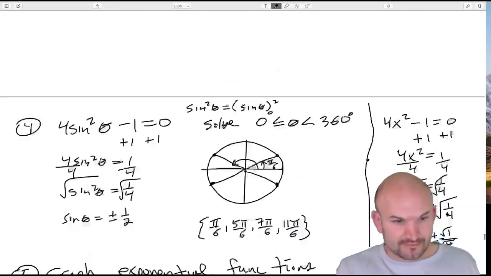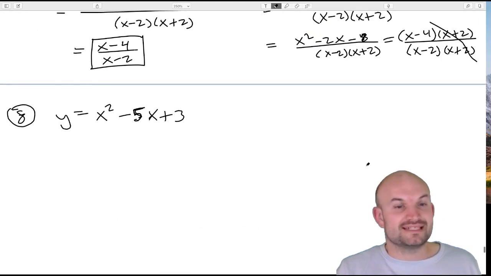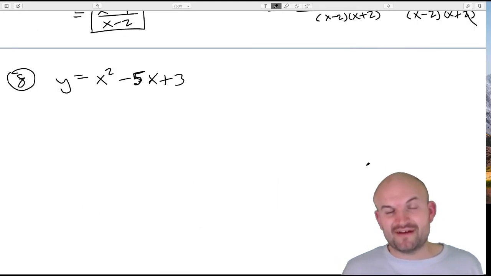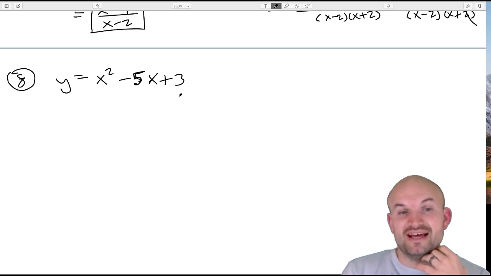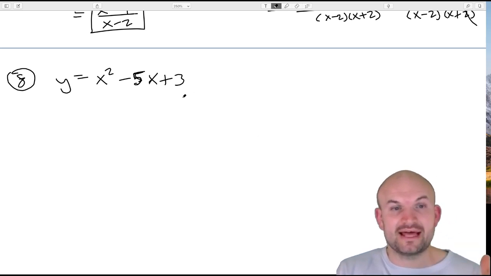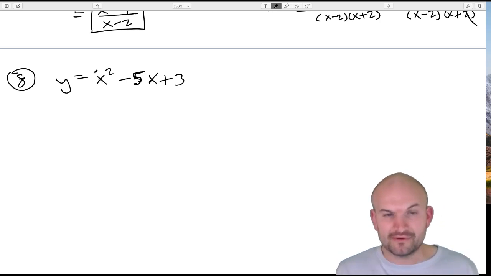Now, typically, if I had to graph something in standard form, if I just needed to sketch a graph, I would look to see if I could find the zeros, the x-intercepts, and then I'd look at the behavior of the graph. Is it opening up or opening down?